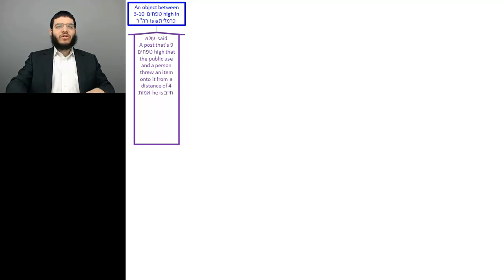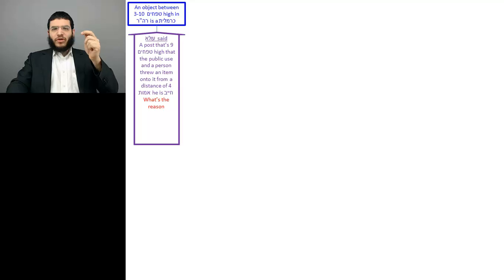So Ula is telling us here that the post is considered part of the Rishus HaRabim, and therefore the person is chayev for throwing 4 amas in the Rishus HaRabim. And Ula explains the reason for this. Why is this post an exception to the general rule? What's the reason?